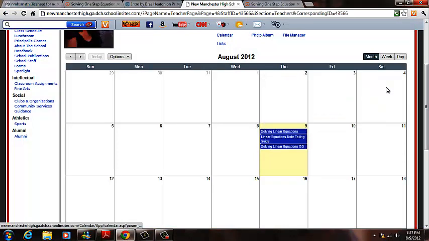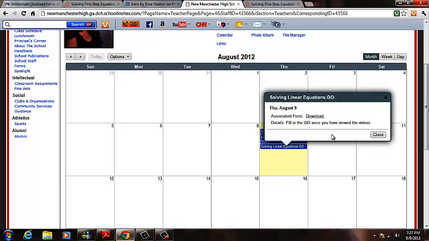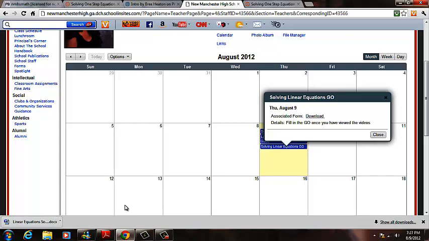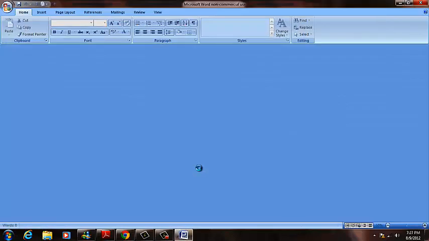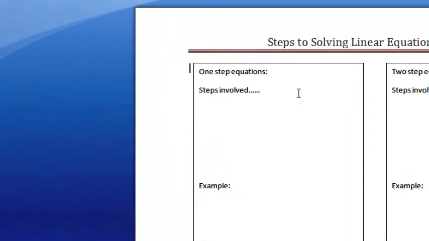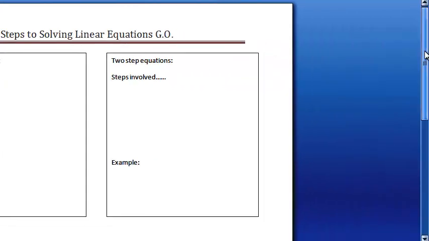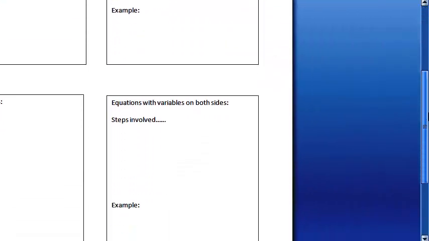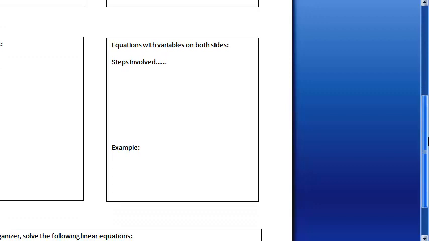In addition to filling out a note-taking guide, students also are required to fill out a graphic organizer to help them keep track of all their information. And this is an actual graphic organizer that my students would use to solve linear equations. The first box is for one-step equations. They would write all the steps involved and perhaps provide the example from the video. The same for two-step, three-step, multi-step, and equations with variables on both sides.